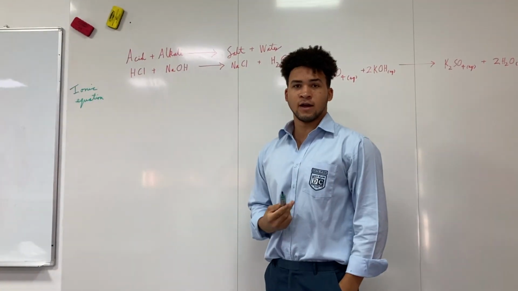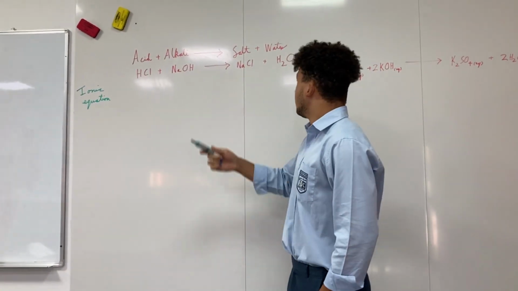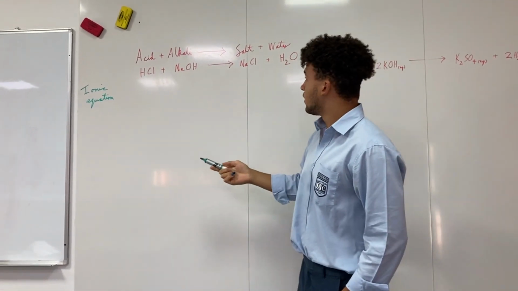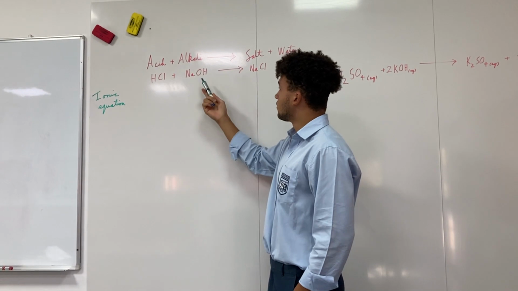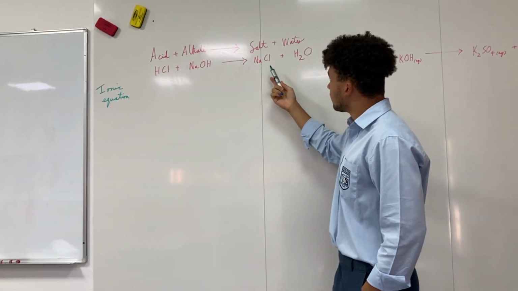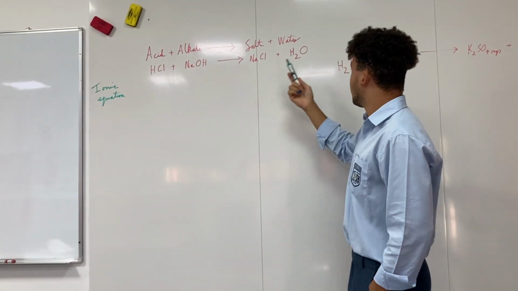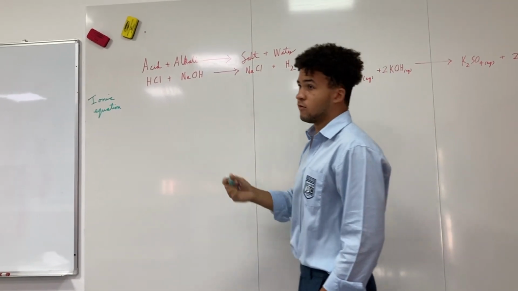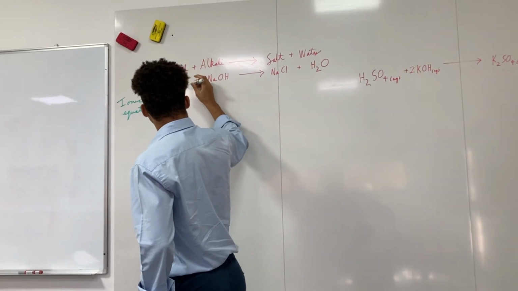So when you react an acid with an alkali, you get salt and water. For example, we take hydrochloric acid and sodium hydroxide, creating sodium chloride, a common salt, and water. You probably know this, you've probably seen this before. If you haven't, then you've done something wrong already.